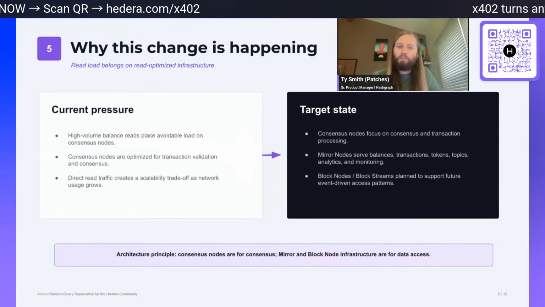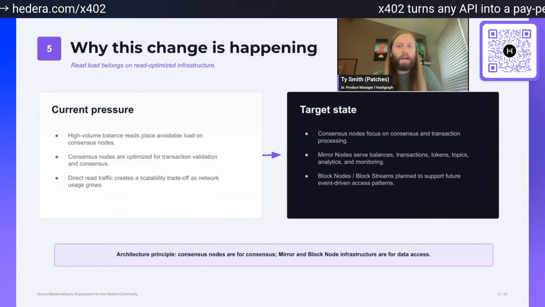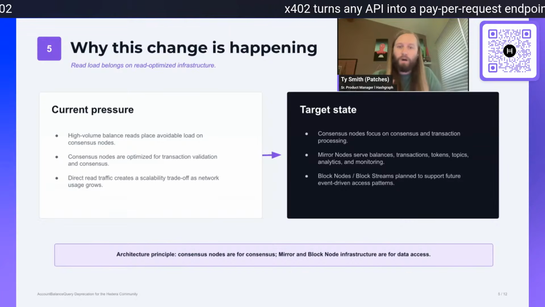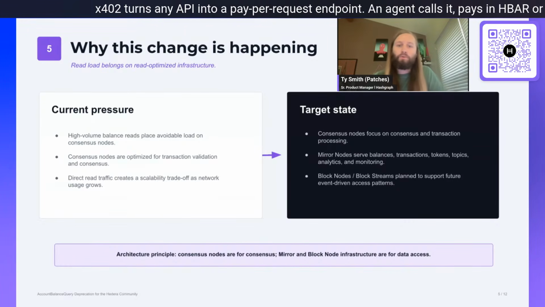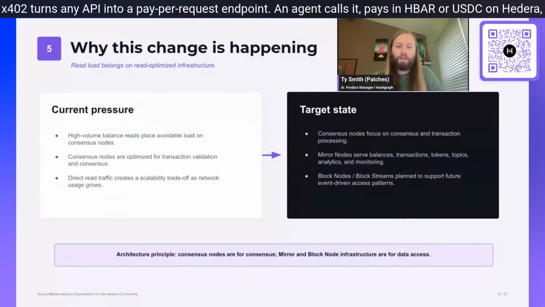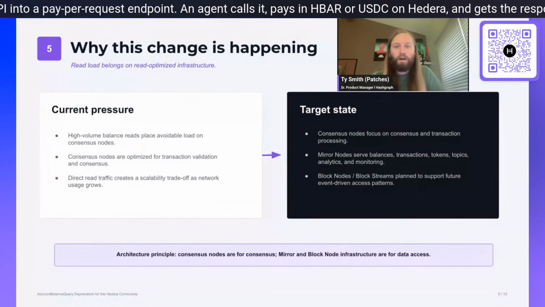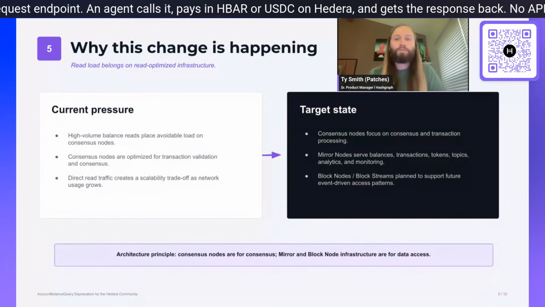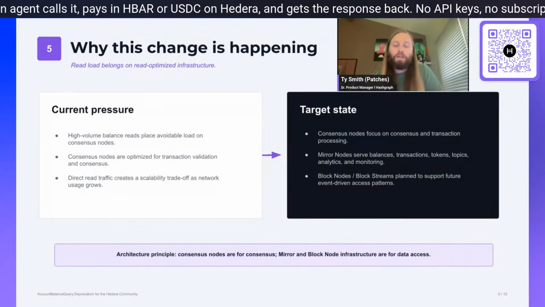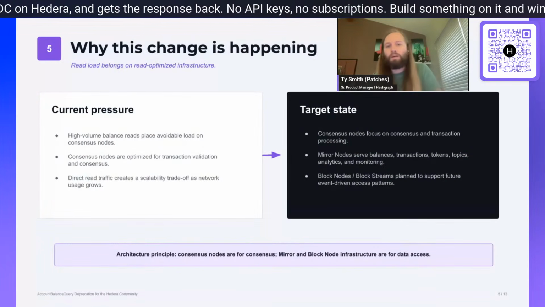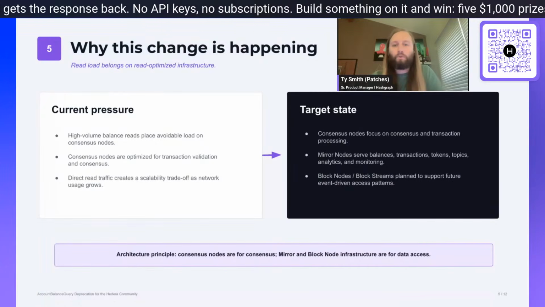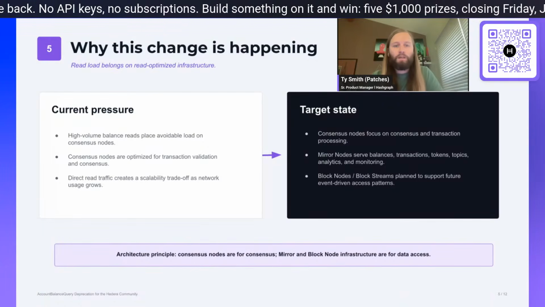Mirror nodes are on serving balances, transactions, tokens, topics, analytics, monitoring. And then in the future, we have block nodes and block streaming, which is planned to support event-driven access patterns with a lot of extra things in block streams, which would allow state proofs of those blocks. So there is a new thing coming with the block nodes that will have new queryable information as well.